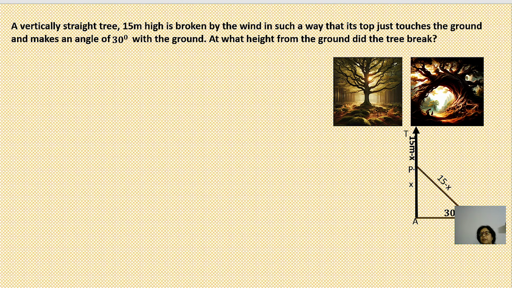So this is the tree, AT is the tree, and it breaks at the point P. The top of the tree falls at the point B over here. So the tip lands at the position B. So again we generate a right angle triangle this way. The question is, at what height from the ground did the tree break? Now here we need to understand that this broken length from here will be equal to this fallen length over here, that is PT will be equal to PB.